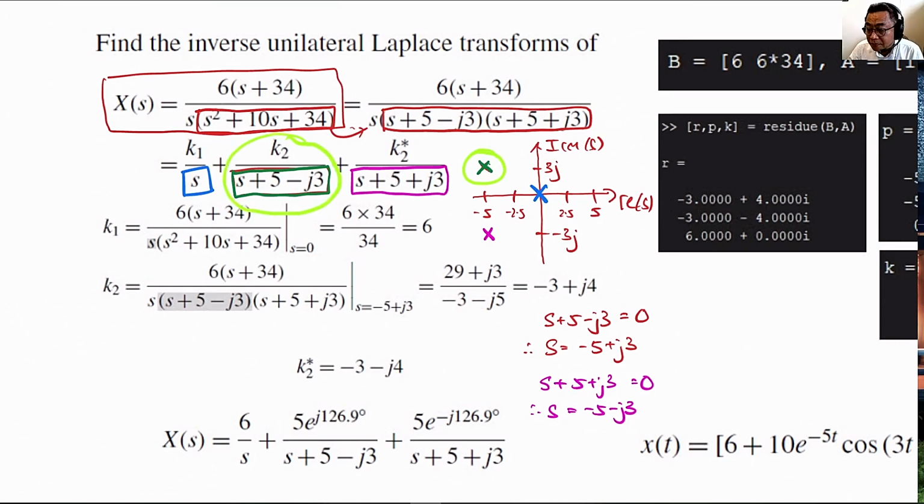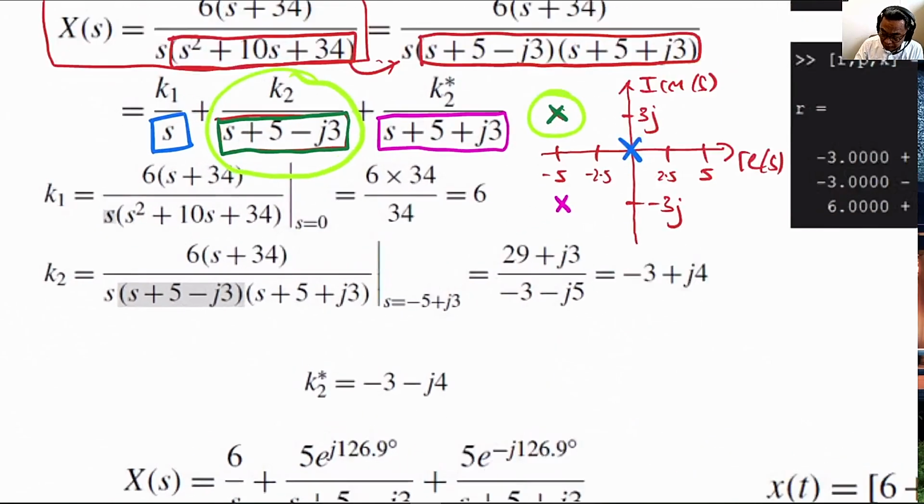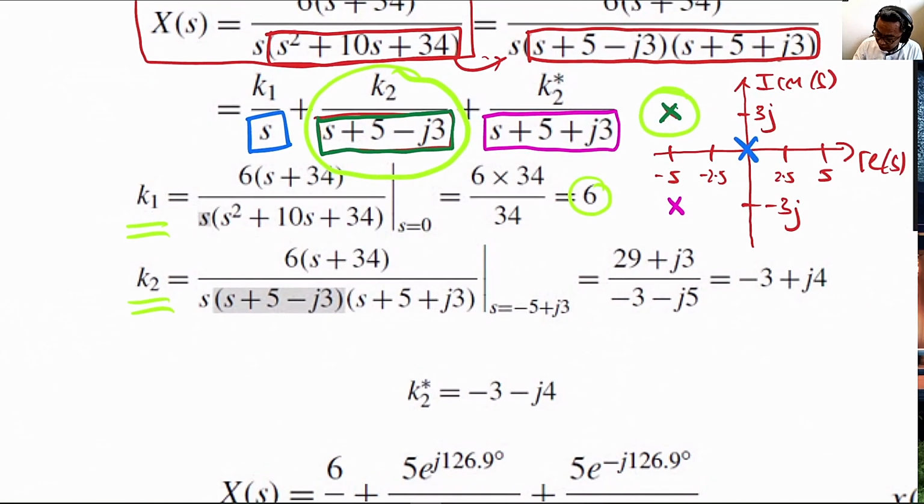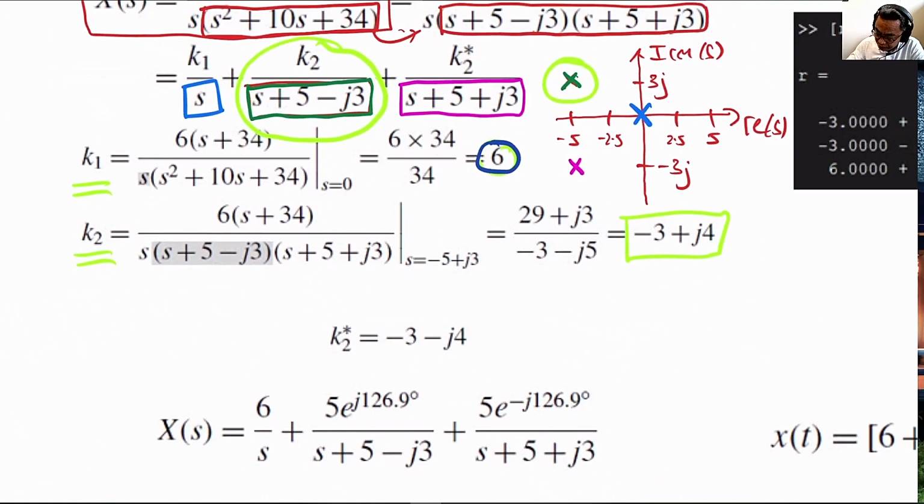Again, you have to solve for k1 and k2. It is not difficult but highly error prone. So the answer for k1 is 6. For k2 it is a complex number. Right, so now we have k2. Let's focus on k2 first. We have minus 3 plus j4.